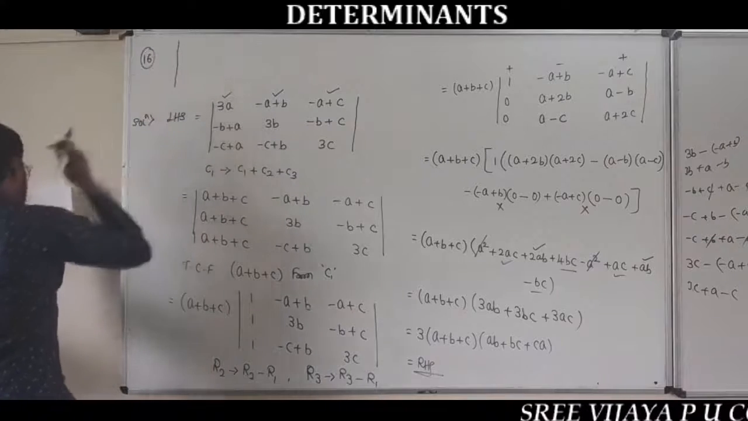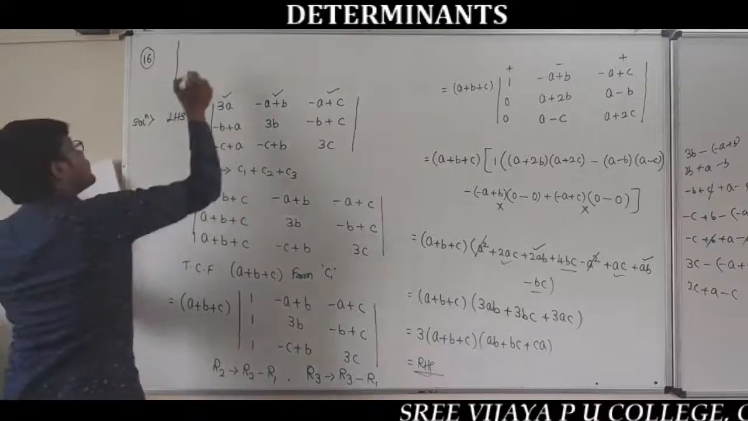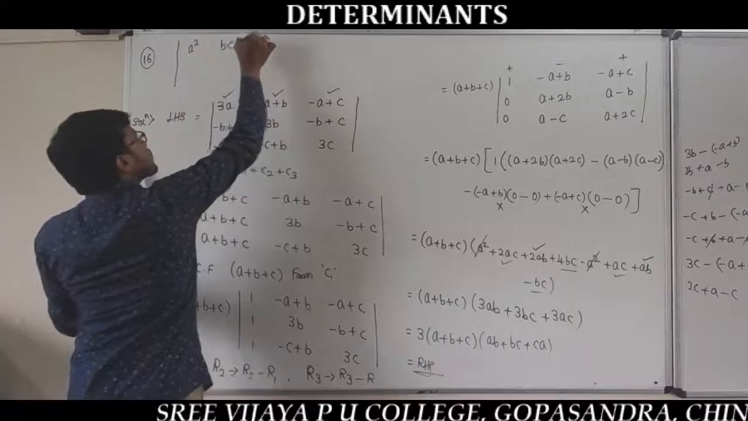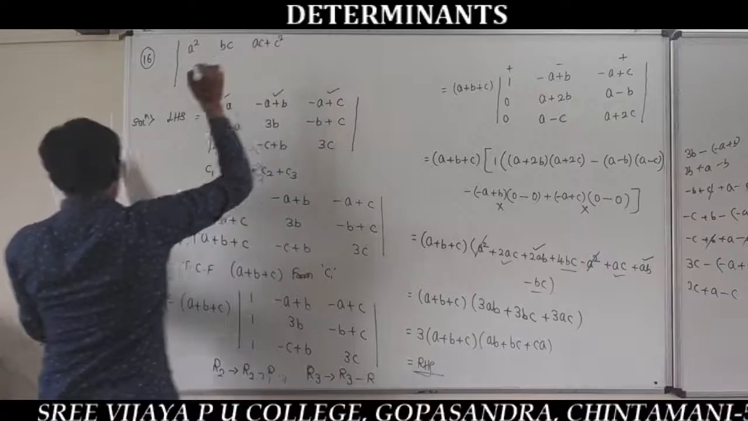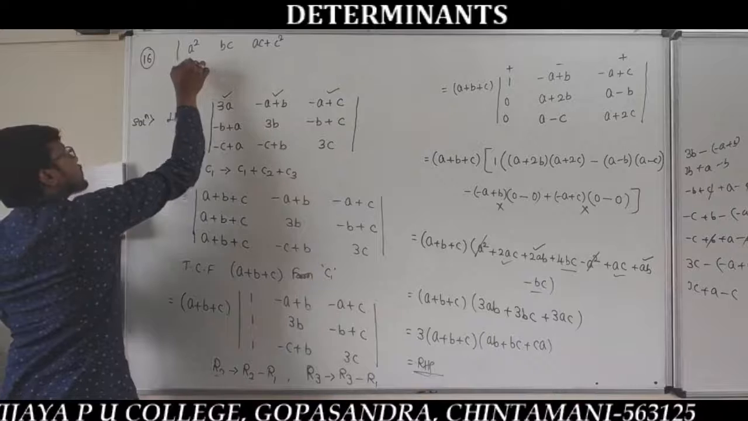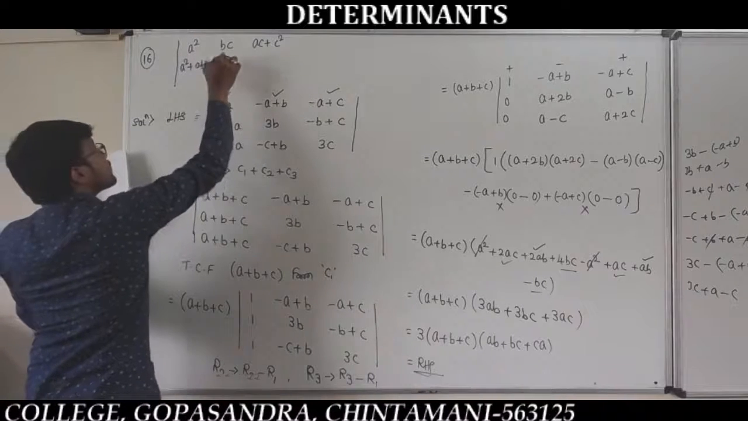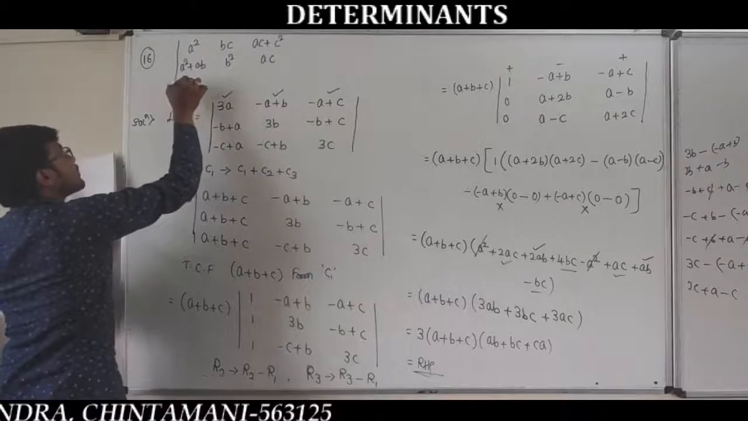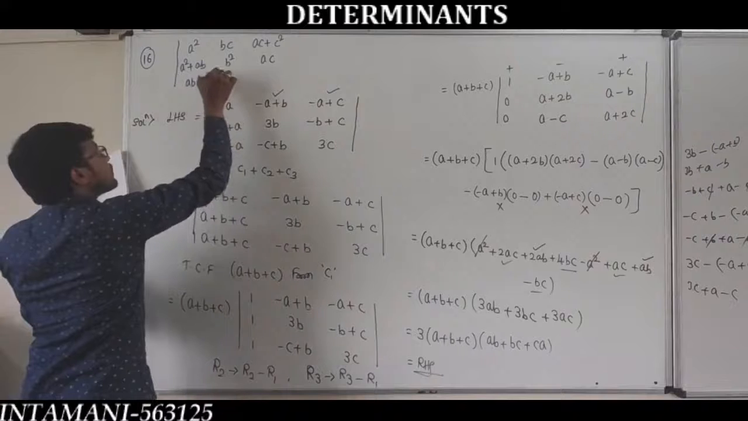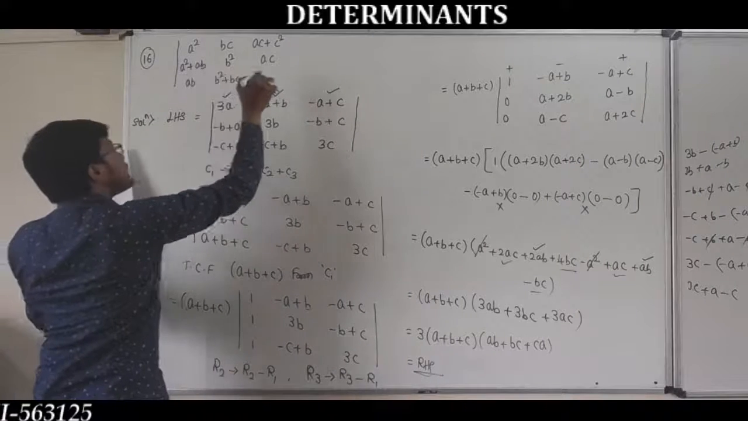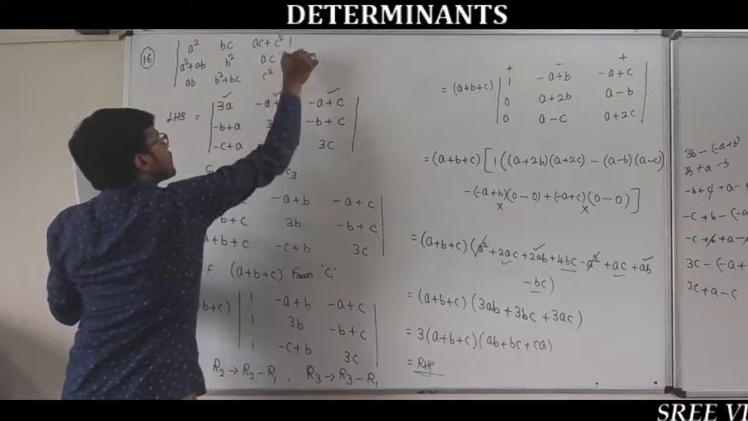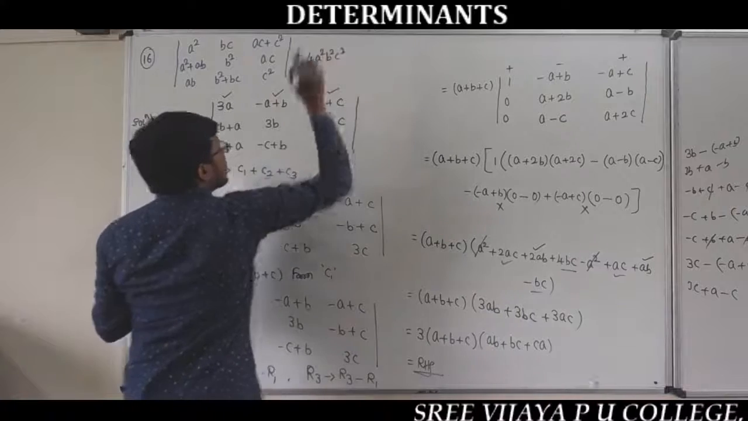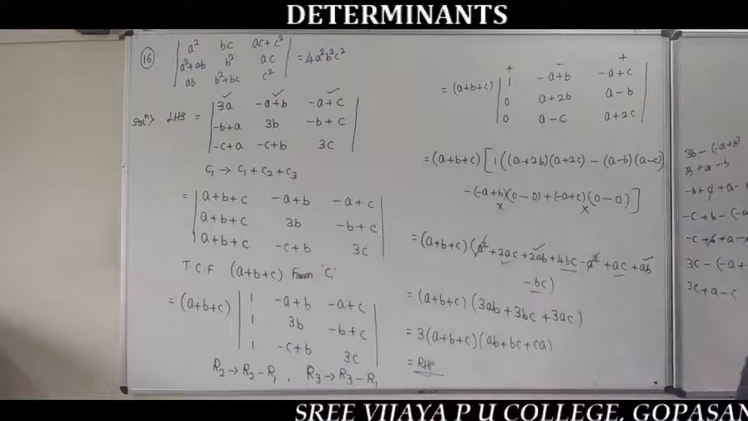16. Determinant of a square, bc, ac plus c square; a square plus ab, b square, ac; ab, b square plus bc, c square will equal 4 times a square b square c square. So this you have to prove.